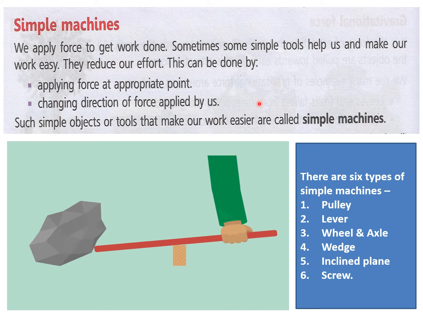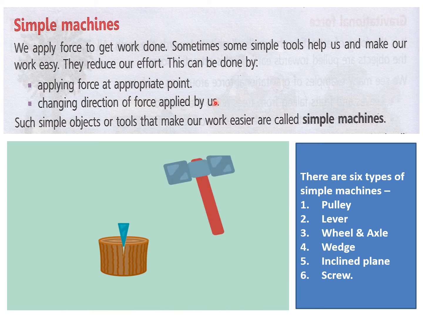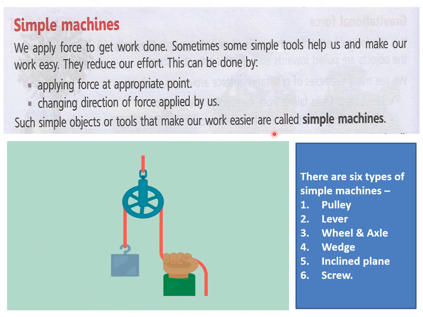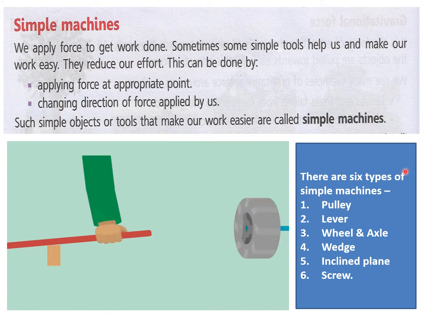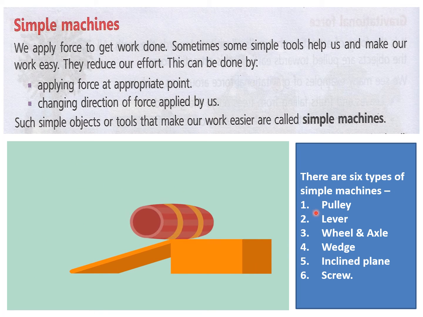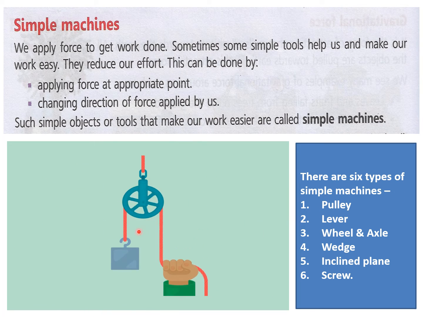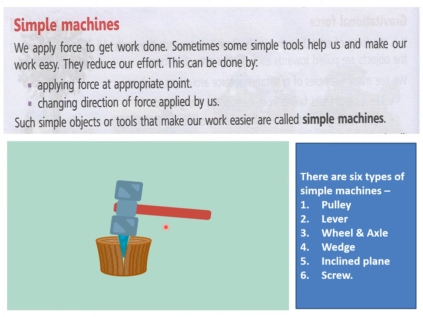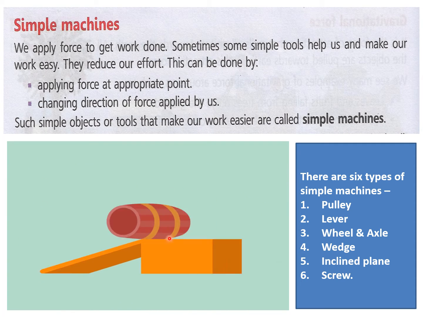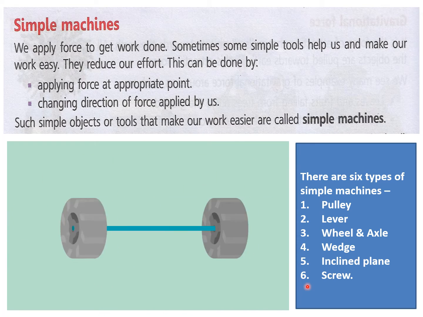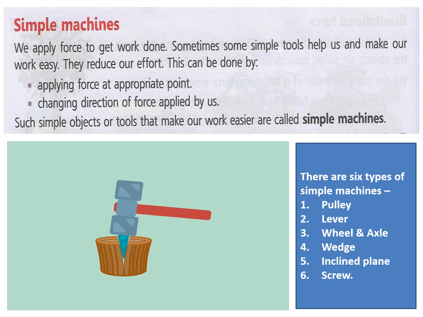So let us read about different simple machines. Such simple objects or tools that make our work easy are called simple machines. There are 6 types of simple machines. First is pulley. You can see pulley, then lever, then wheel and axle, wedge, inclined plane, screw. So there are 6 types of simple machines.